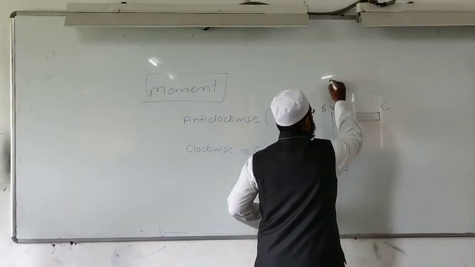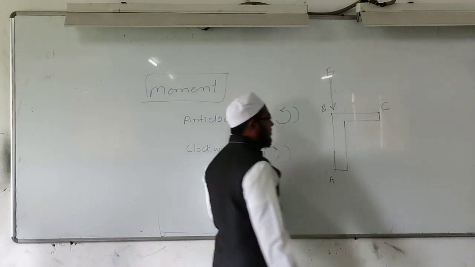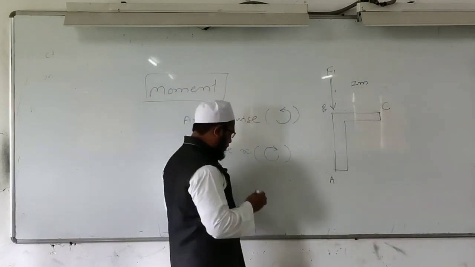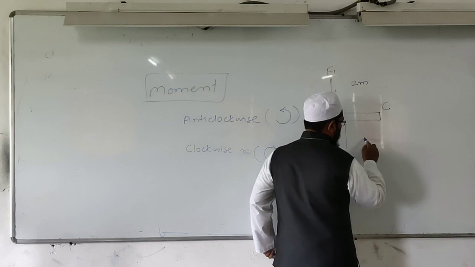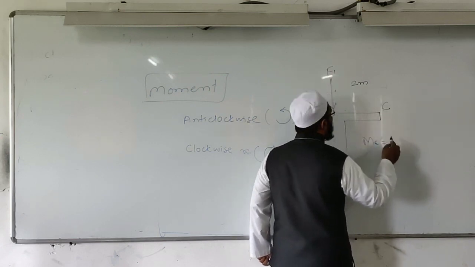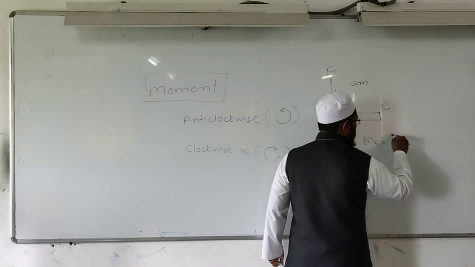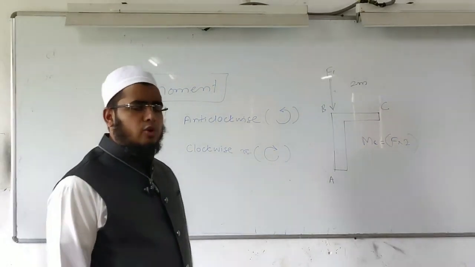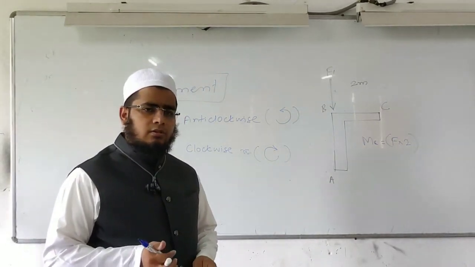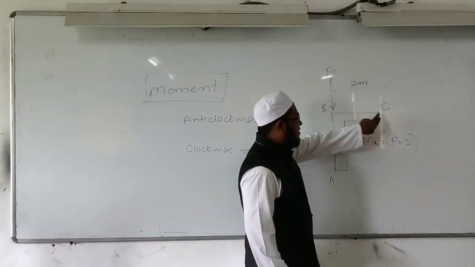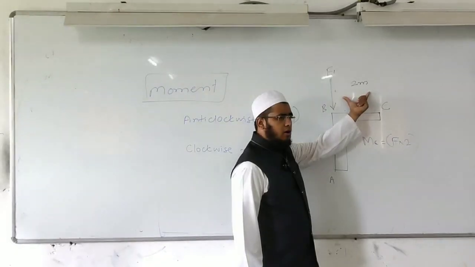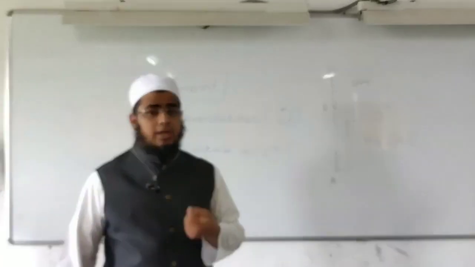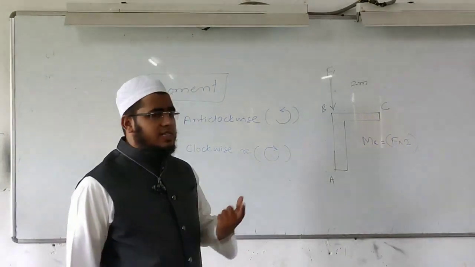For example, force F1 is acting here and this length is 2 meter. Then the moment about point C is equal to F1 into 2. Moment is the product of the magnitude of the force and the perpendicular distance from the moment center. Likewise, this perpendicular distance of the line of action of a force from the moment center is called the moment arm. Moment center and moment arm.